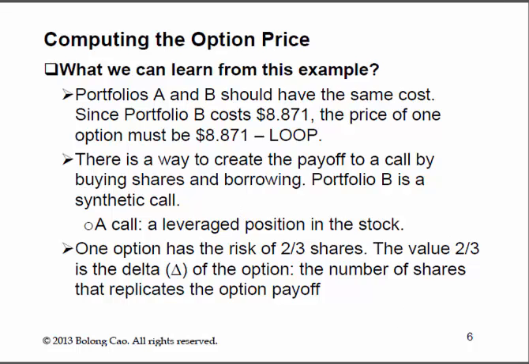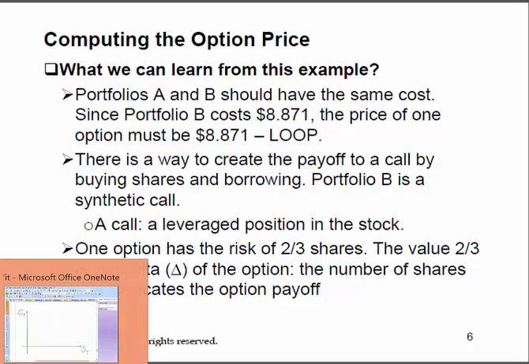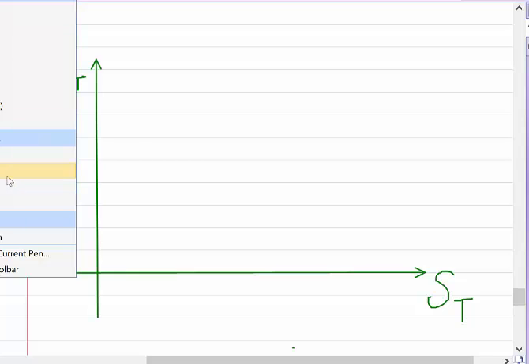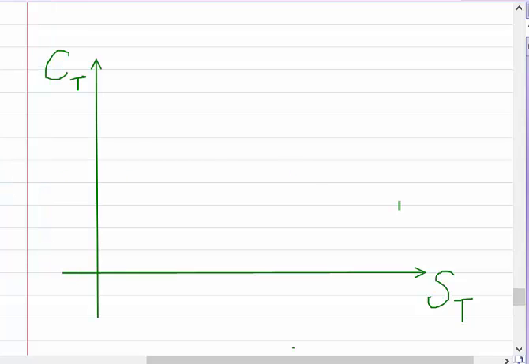Where these 2/3 come from, let me show you a picture. So here on the horizontal axis, we have the stock price. The stock price can either be, what we have, 30 or 60. Okay, two stock prices.